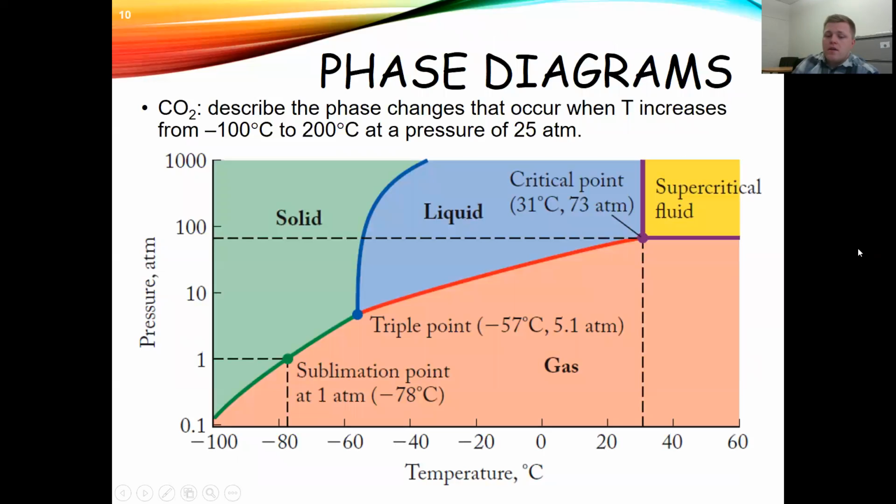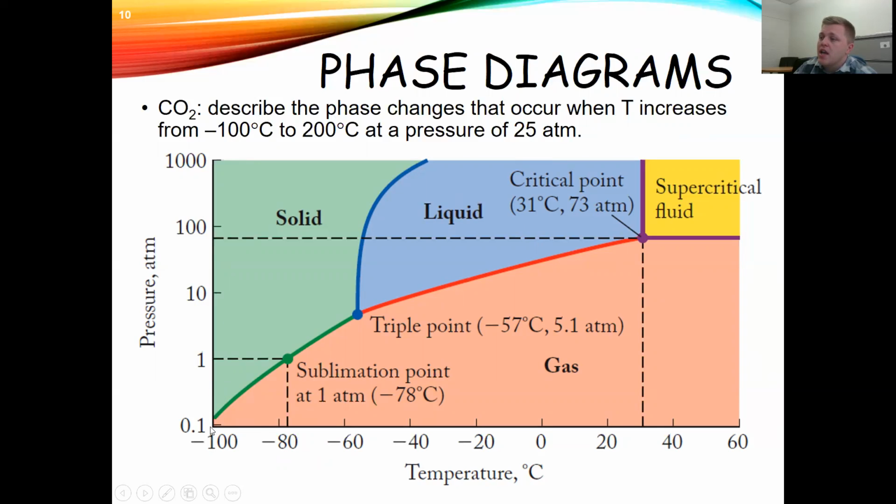Okay. Now let's talk quickly about moving through a phase diagram one more time. This time we're going to go with CO2 at a higher pressure. We're going to go at 25 atmospheres, and we're going to walk through this phase diagram from negative 100 degrees Celsius, which is our 0 point on here.